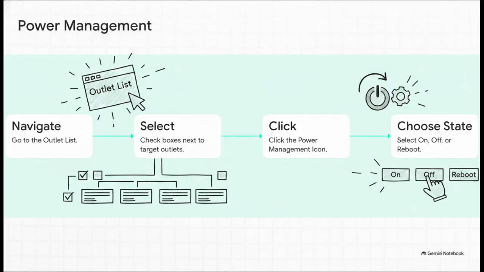So how do we actually flip the switch and control the power? It's this super slick 4-step workflow. First, navigate to your outlet list. Second, just check the boxes next to your target outlets. And yeah, you can totally grab multiple outlets at once. Third, click the power management icon. And fourth, simply choose on, off, or reboot. Literally 4 clicks. That's all it takes to instantly trigger power state changes across specific servers, completely remotely, without ever leaving your chair or setting foot on the loud, freezing data center floor.